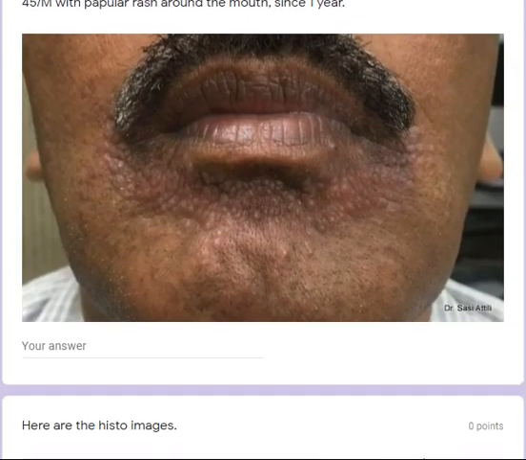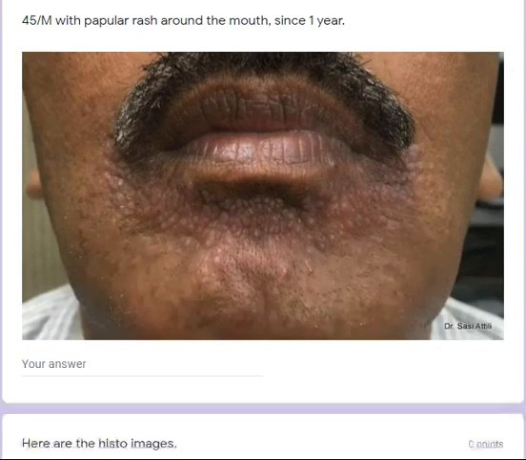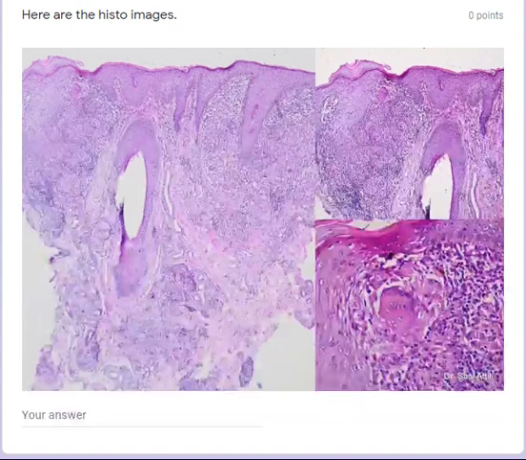The clinical picture is that of a 45-year-old gentleman with a papular rash around the mouth since 1 year. Clinically, I think this is a spotter that most of you would have got. This is typical perioral dermatitis. I don't think there is a major differential here clinically. Now let us see if the histology matches.